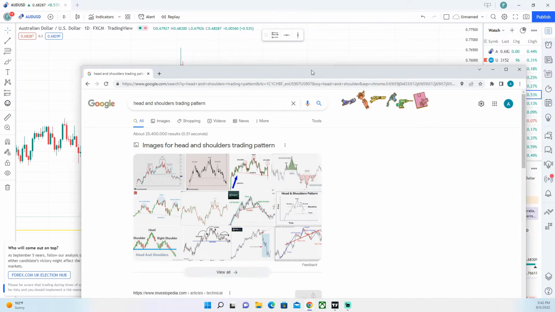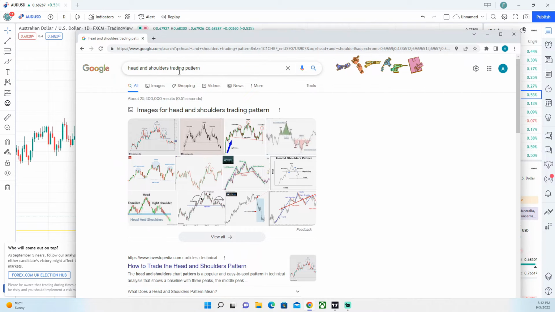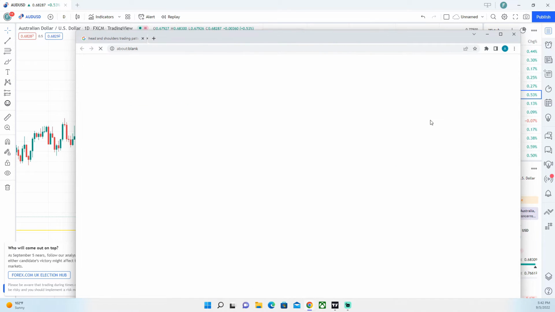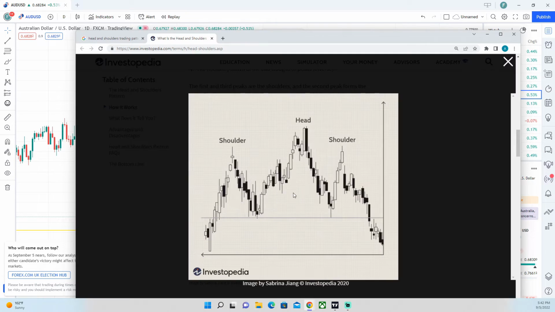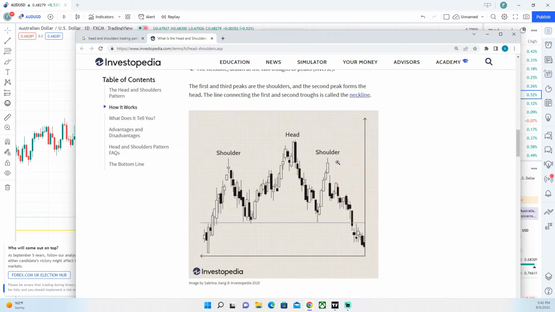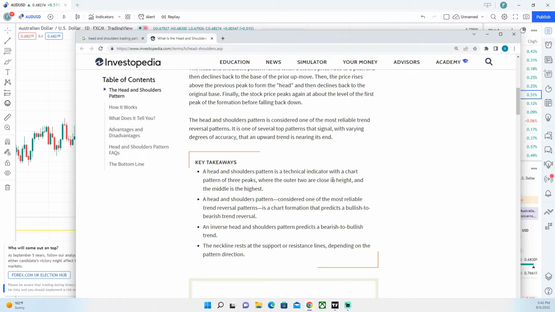So here we have head and shoulders patterns. I like this image a lot from Investopedia. I always like to go to Investopedia. So here we go. As you can see, we have a high on the left, then we take out that high, then we come back down to this support level, and then we create another high, and then we start to sell off. You can read this if you want. It'll really break it down, but I'm just going to keep it simple for this video.